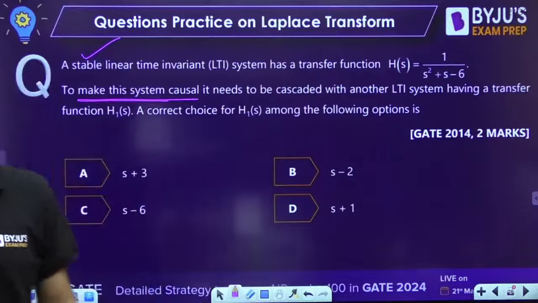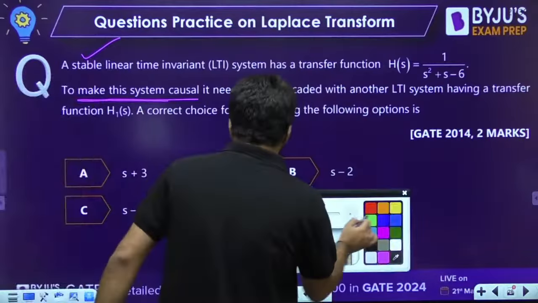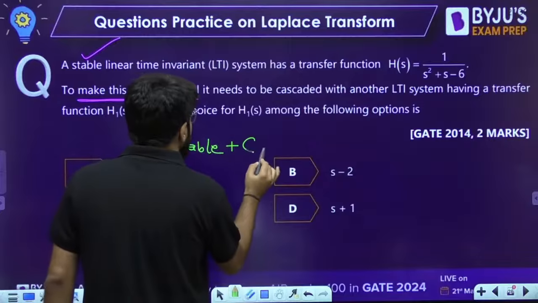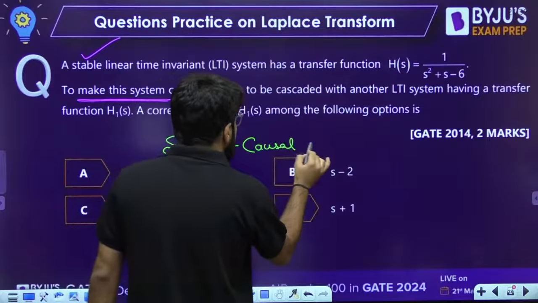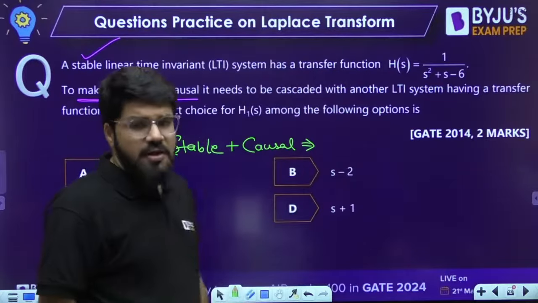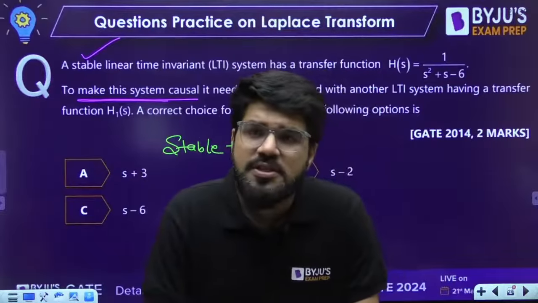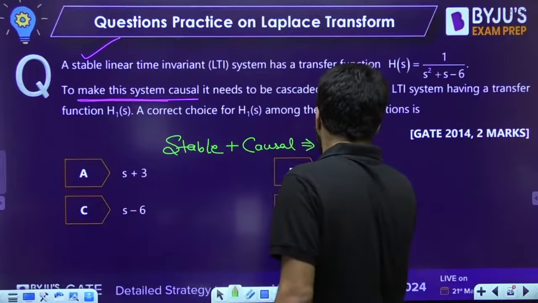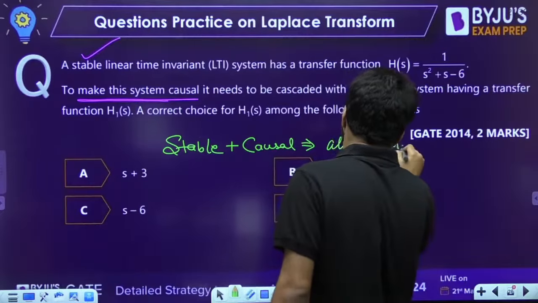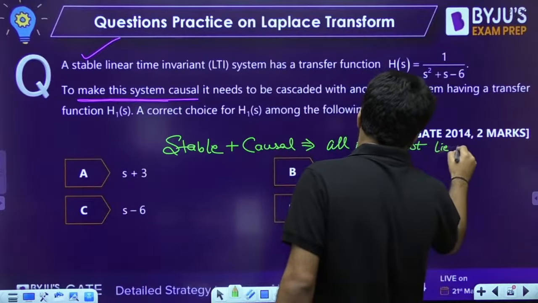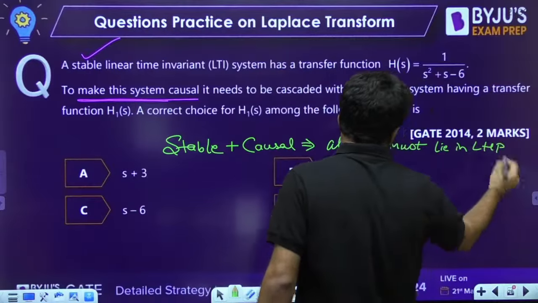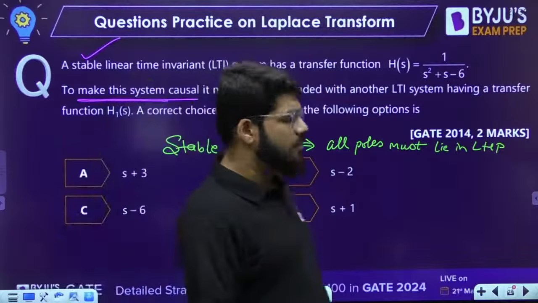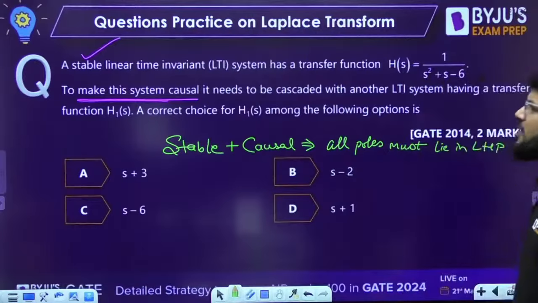Now it is already stable. Condition recall karenge. The system is already given to you as stable. Okay, but you need to make it as causal. What is the condition for a stable and causal system? The condition for the system to be both stable and causal is that all poles must lie in the LHP. Condition for stable and causal combined is all poles must lie in the left half plane.